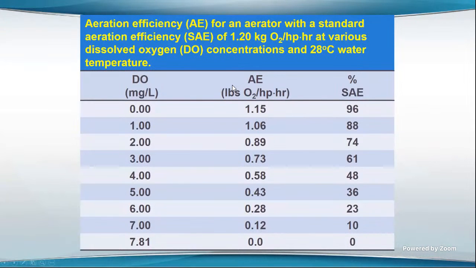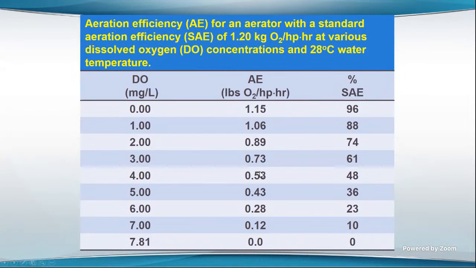If it was ranked at 1.2 kilograms of oxygen per horsepower hour, then we have to have kilograms here. And so the actual aeration efficiency would be about 96% of the SAE, or you'd get about 1.15 instead of 1.2 kilograms of oxygen per horsepower hour. And see, if you get down here to, say, 3 parts per million oxygen in the water, it's only going to be transferring at about 61% of the SAE. So instead of transferring 1.2 kilograms of oxygen per horsepower hour, it's only going to be about 0.73.